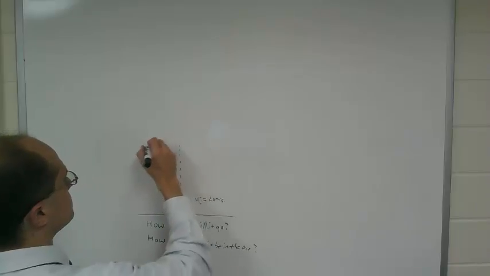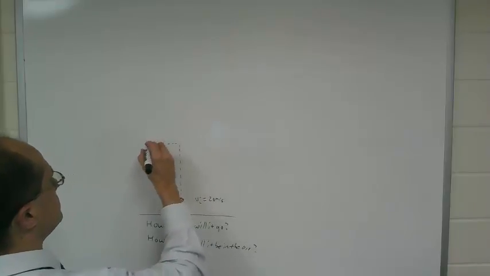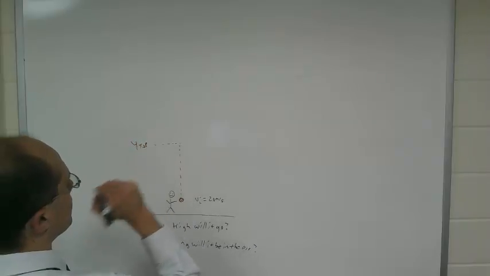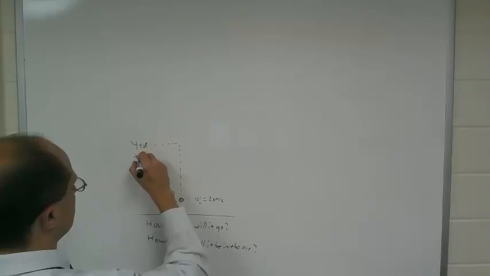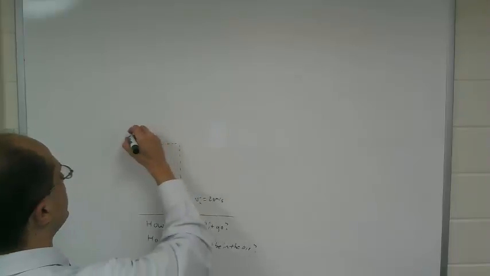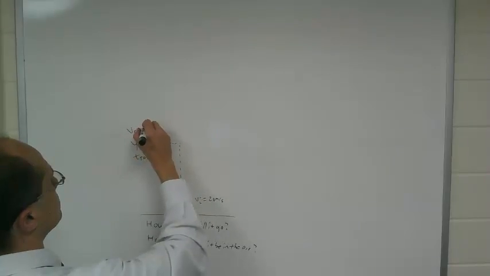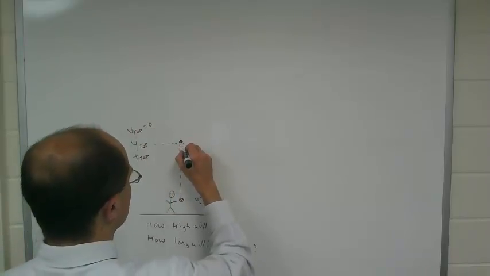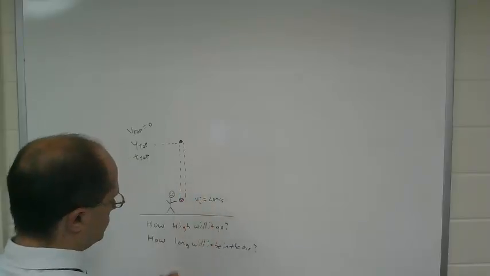So the ball reaches up here to some maximum height. We can call this y at the top. And then there's t to the top. And we know that v at the top equals 0. And then when the ball reaches the top, it's going to turn around and come back down.